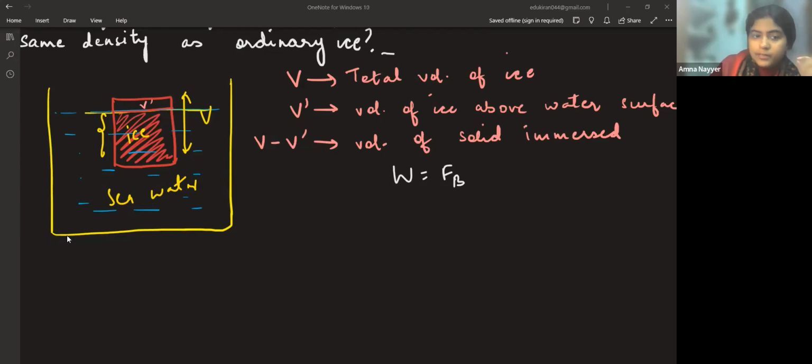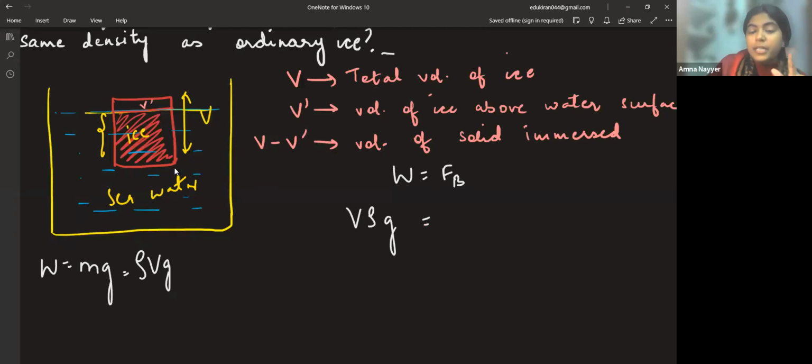Clear? So how do we write the weight of the object? Volume is V. Weight means mg. Mass means density into volume, so weight is equal to V rho g, where rho is the density of body. FB, that is the buoyant force, is equal to volume of body immersed into the liquid. How much is immersed? V minus V dash, not V or V dash. V minus V dash, sigma, g. The g will be cancelled.